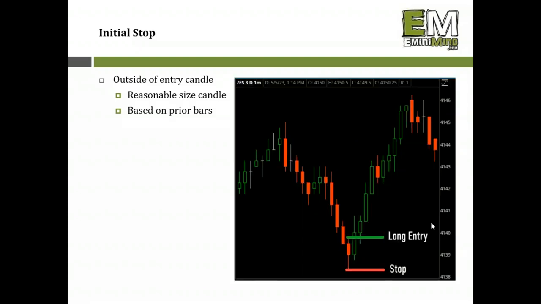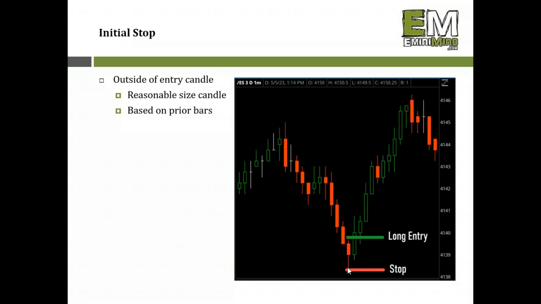So with that being the entry, either 1 tick above the hammer or 1 tick below the inverted hammer, the initial stop becomes the outside of the entry candle, opposite the entry candle. So if we have a low candle down here, the long entry is above the candle's high, and your stop becomes one tick below the candle's low. So it's always one tick above, one tick below.